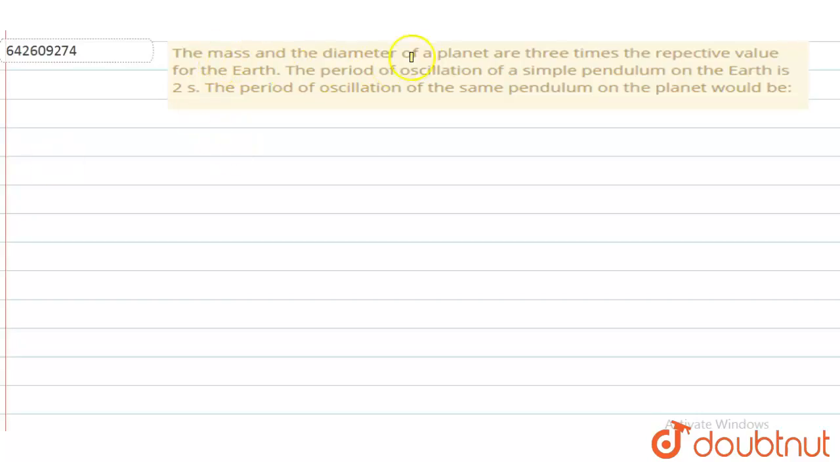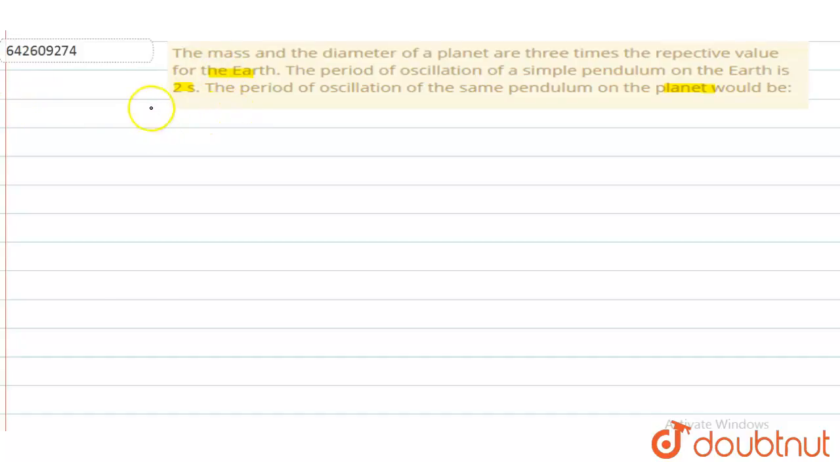Hello. The question is: the mass and the diameter of the planet are 3 times the respective values for the Earth. The period of oscillation of the simple pendulum on Earth is 2 seconds, and the period of oscillation of the same pendulum on that planet would be? So we have to find the period of oscillation for that simple pendulum at that planet.